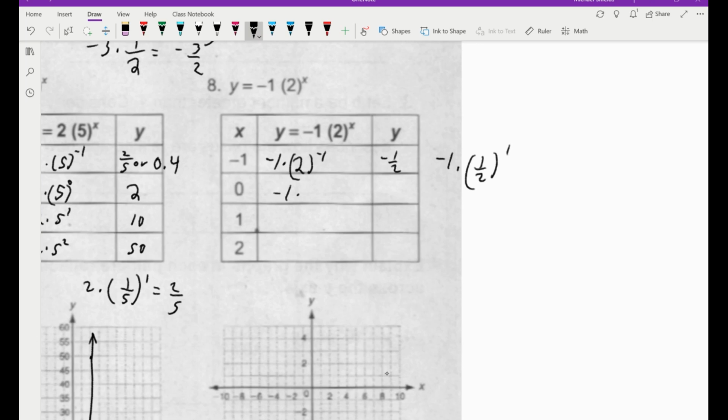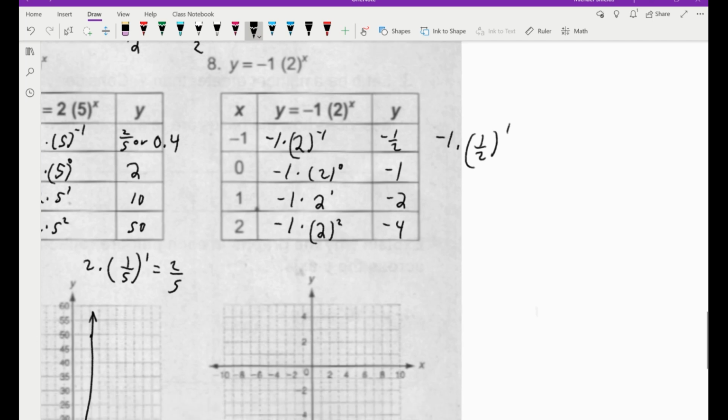And then minus 1 times 2 to the 0, which is simply minus 1. And then minus 1 times 2 to the 1, which is minus 2. Lastly, minus 1 times 2 squared, which is 4. Minus 1 times 4 is minus 4.